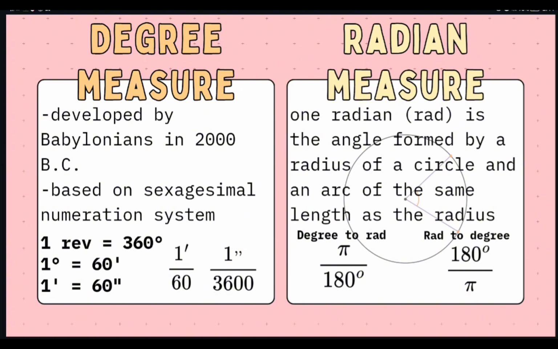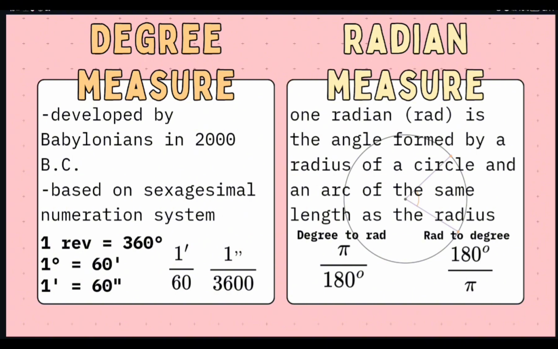One revolution, or one full circle angle, is 360 degrees, while 1 degree equals 60 minutes, and 1 minute equals 60 seconds. Now, if you want to convert degrees, minutes, seconds into just a whole degree, divide the minutes by 60 and divide the seconds by 3600.